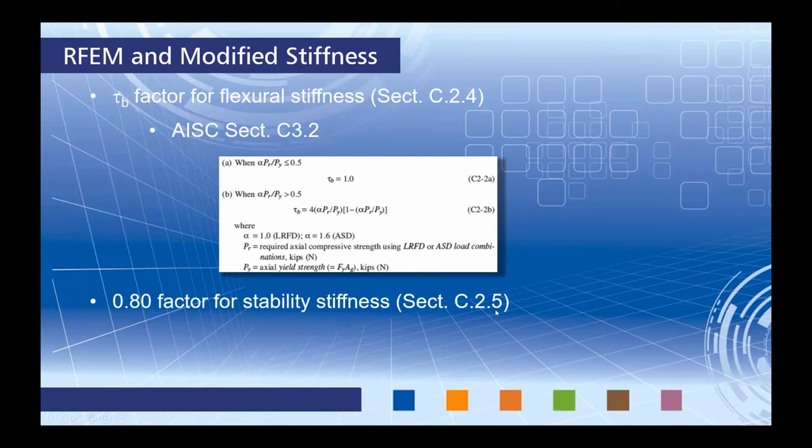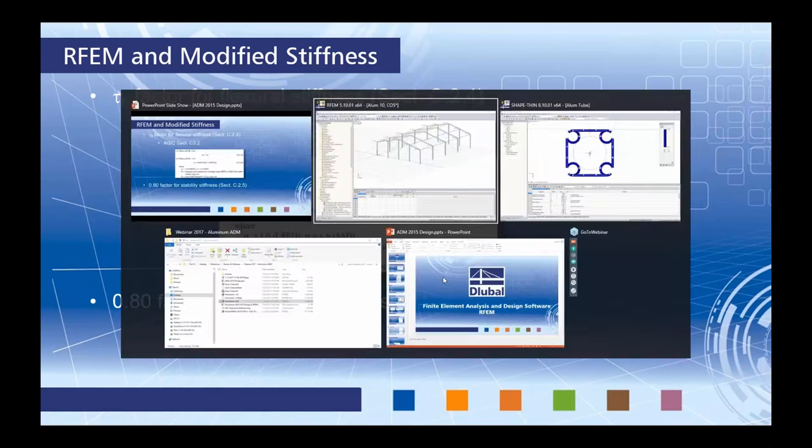In my opinion, stability stiffness refers to flexural and axial stiffness. There are ways to apply this to shear stiffness as well, but like I said, I think for stability stiffness and what we're concerned with today, we're just going to keep this applied to flexural and axial and not shear stiffness. So again, how do we use the program to take this stiffness modification into account?